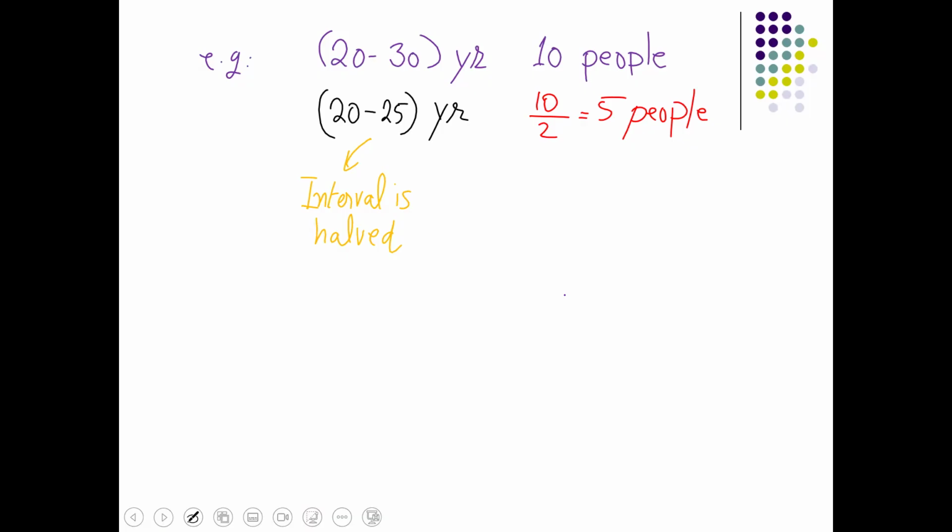Definitely a person can say that this is not a very true approach. Why? Because maybe all the 10 people are above 25, and still they would fit in the first interval. But this is called the ratio method. So you assume that the population is evenly divided over the interval.